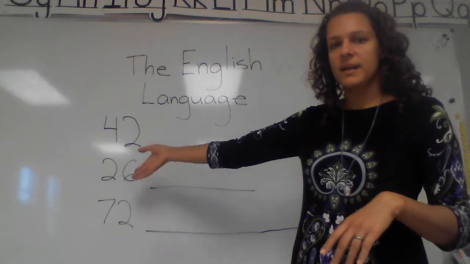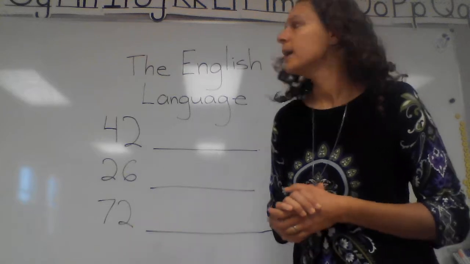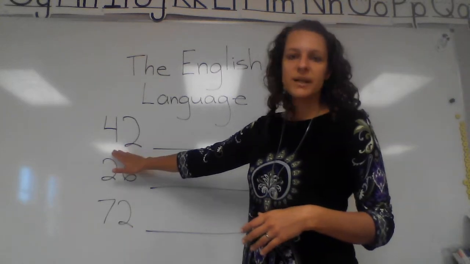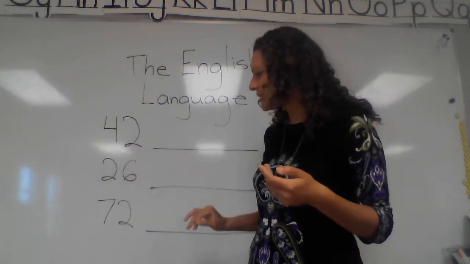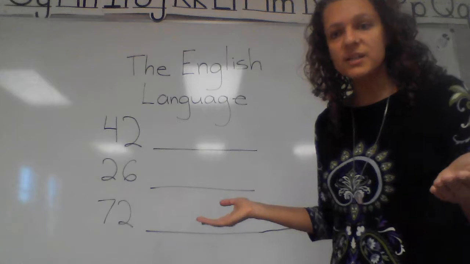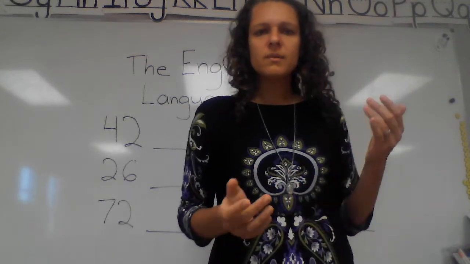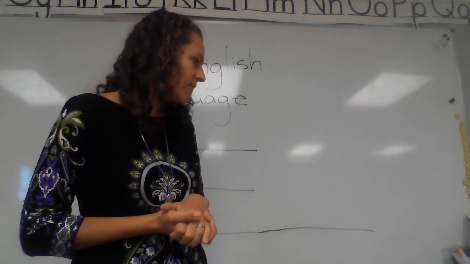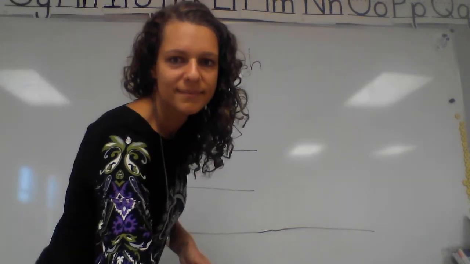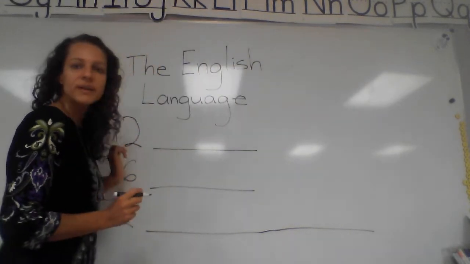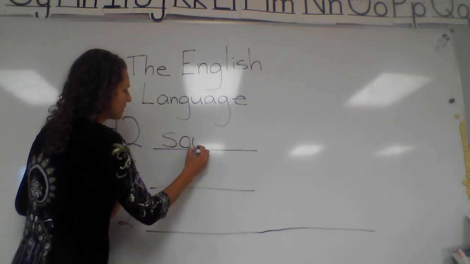So these are three numbers that are related to the English language. The first one is 42. We have 42 somethings in our English language. This 42 is sounds. There are 42 different sounds that we have in the English language. Can you tell me a sound that we have in the English language? Right, so we have 42 sounds. Can you tell me a sound that we have in the English language?